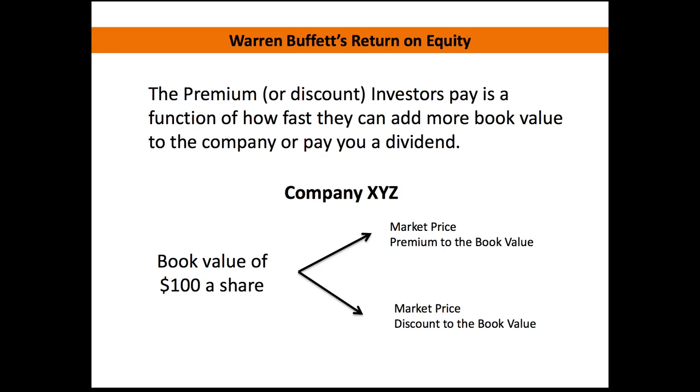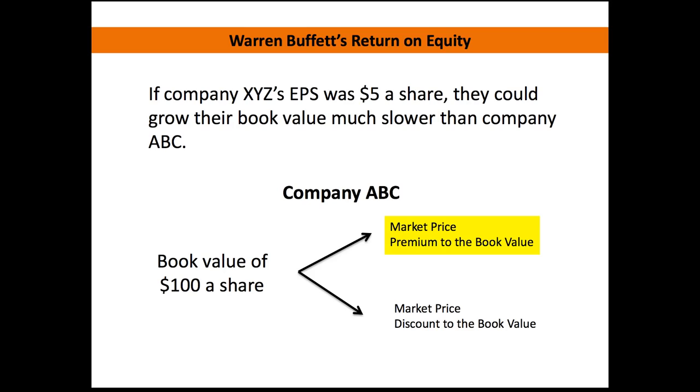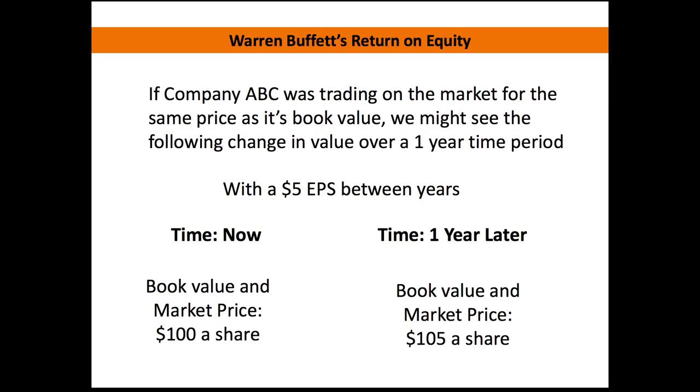people are going to pay a premium or a discount to that $100. And let's say that XYZ's earnings per share is also $5 a share. So they can grow their book value at that rate. They can't grow it any more than that because they're not making any more money than that. So the most that we could expect in 1 year is this: right now their book value is $100 per share. Next year, if they make an EPS of $5 a share, the most they're going to be able to add to the book, generally speaking, is $5.